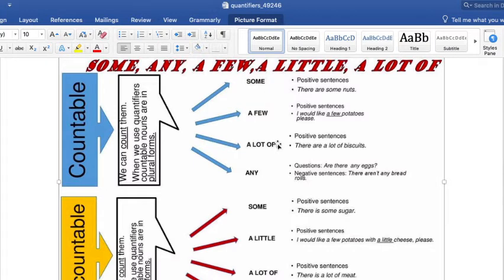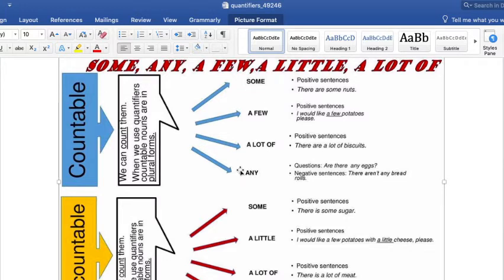A lot of. A lot of is muchos o muchas. It's similar to many, right? There are a lot of biscuits. So, we use it in positive sentences.